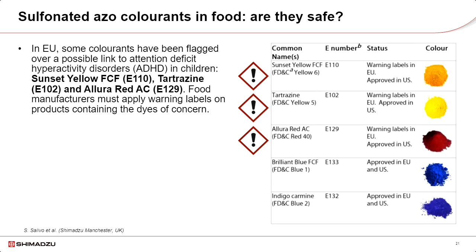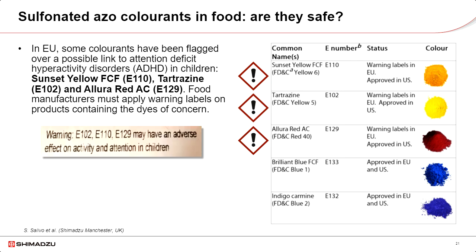Among the various food colorants, there are some which have been flagged following scientific research over a possible link to attention deficit hyperactivity disorders in children. It's the case of Sunset Yellow FCF, Tartrazine, and Allura Red AC. In the US, the FDA has pursued no action on banning these dyes, as the evidence was deemed inconclusive. In the EU, instead, while these dyes have not been completely banned, food manufacturers are required to apply warning labels on products containing the dyes of concern.